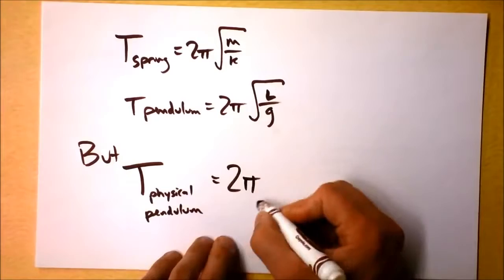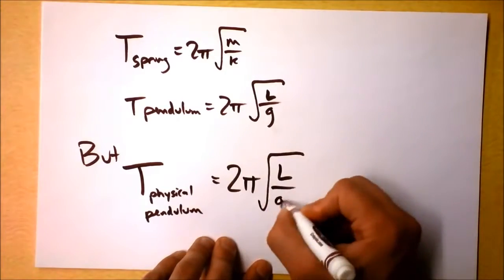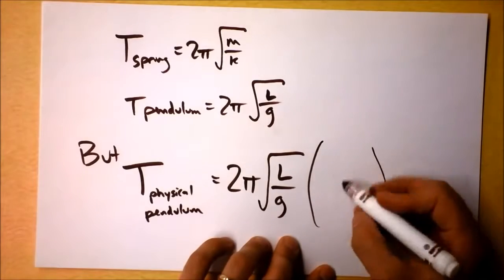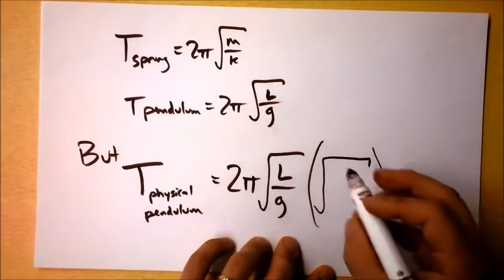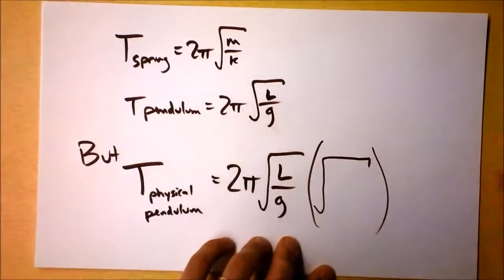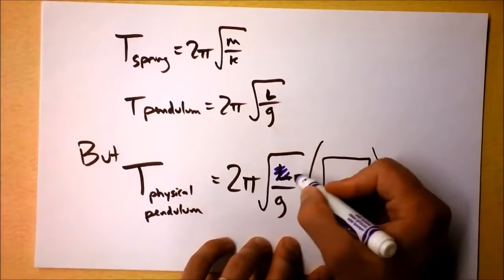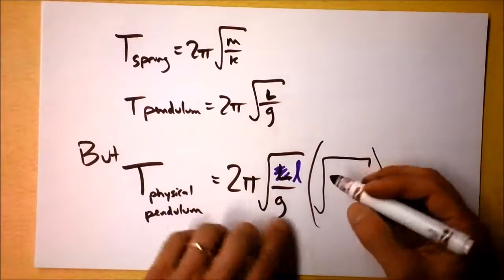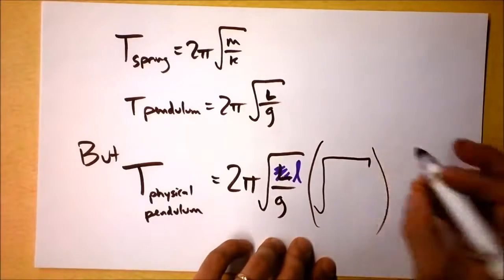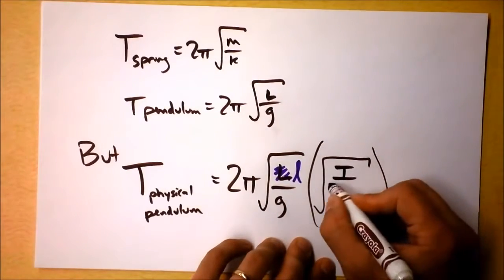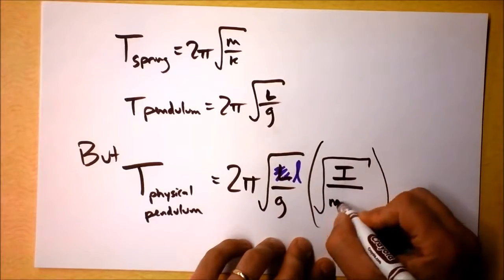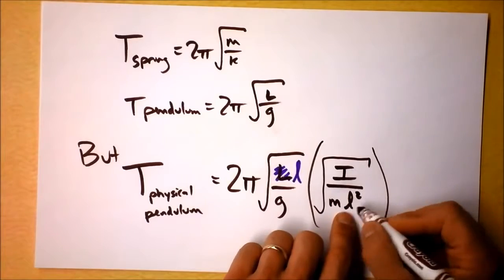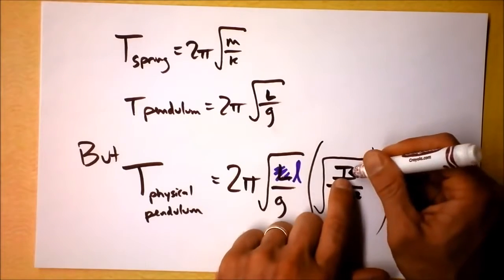It's going to start out the same, 2 pi times the square root of L over g, but it's modified by an additional term, which is all inside the square root. Instead of that L, I want a lowercase l. And instead of just having 1 out here, I'm going to multiply by the root of I over m l squared. Notice this format here, ml squared, is very much like the format for the rotational inertia.